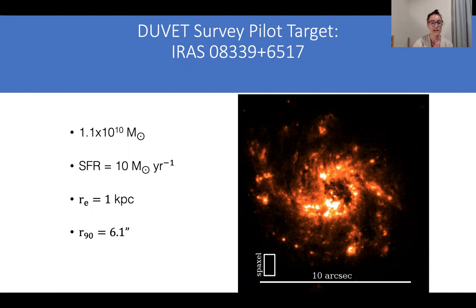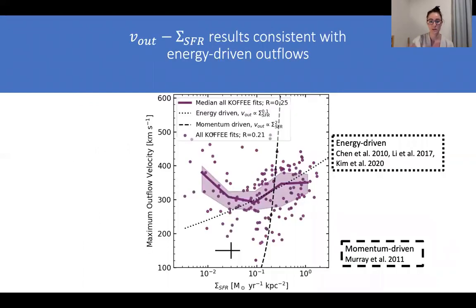This is an H-alpha image of our pilot target, IRAS 08. And using KCWI, we can map outflow kinematics across the entire disk of IRAS 08. And then we can compare these outflow properties to colocated galaxy properties. We have two main results.